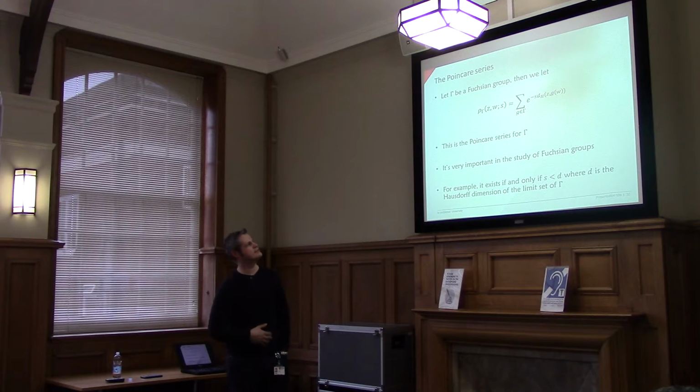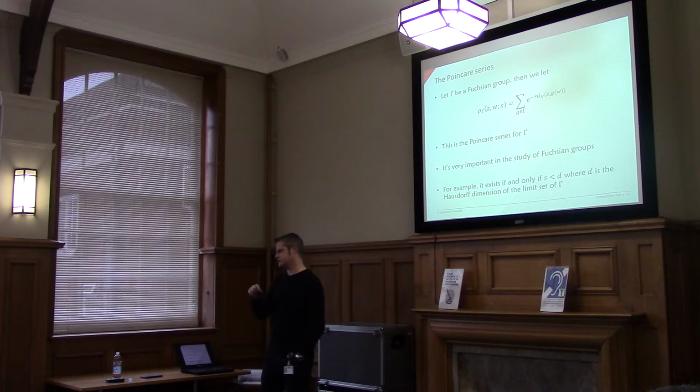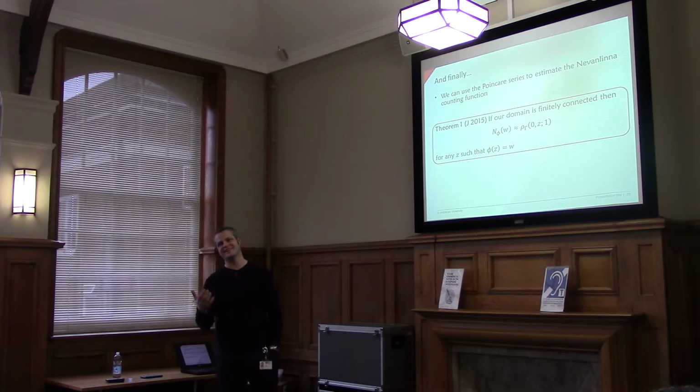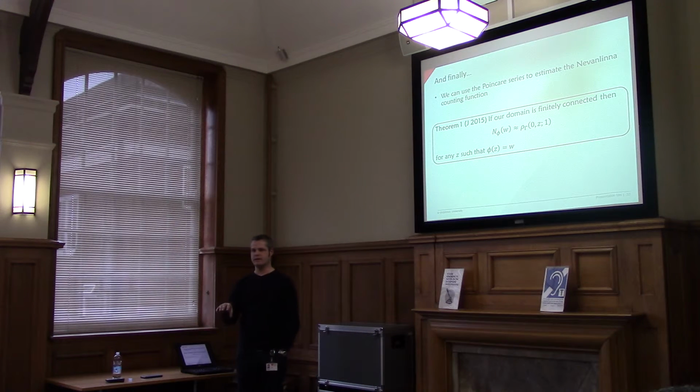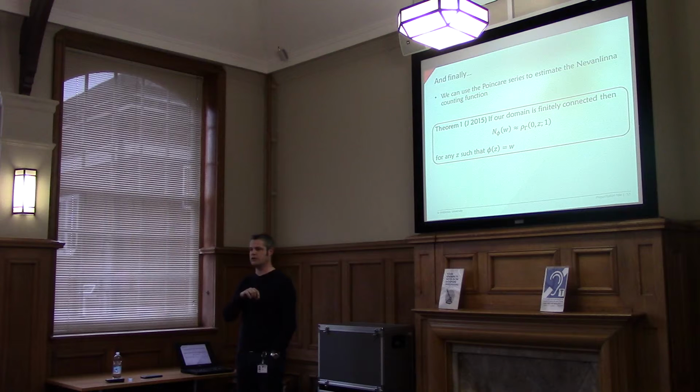The Poincare series incorporates all this information about your group. Right, so this is what I finally got to where I wanted to be. This is why we're looking at these 2 things. It turns out that the Poincare series and the Nevanlinna counting function are essentially the same thing. So this function that measures the dynamics of the Fuchsian group turns out to be the same thing that we're looking at for the Nevanlinna counting function.